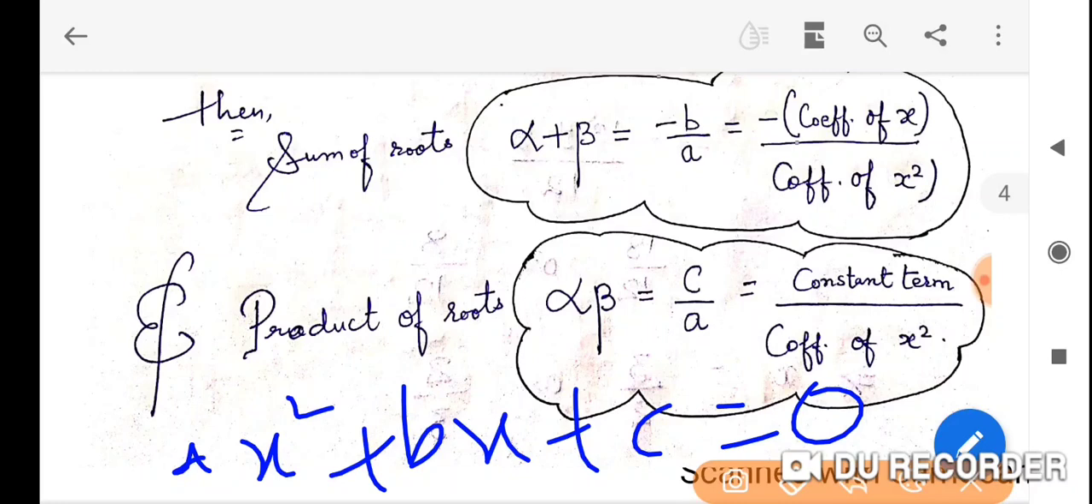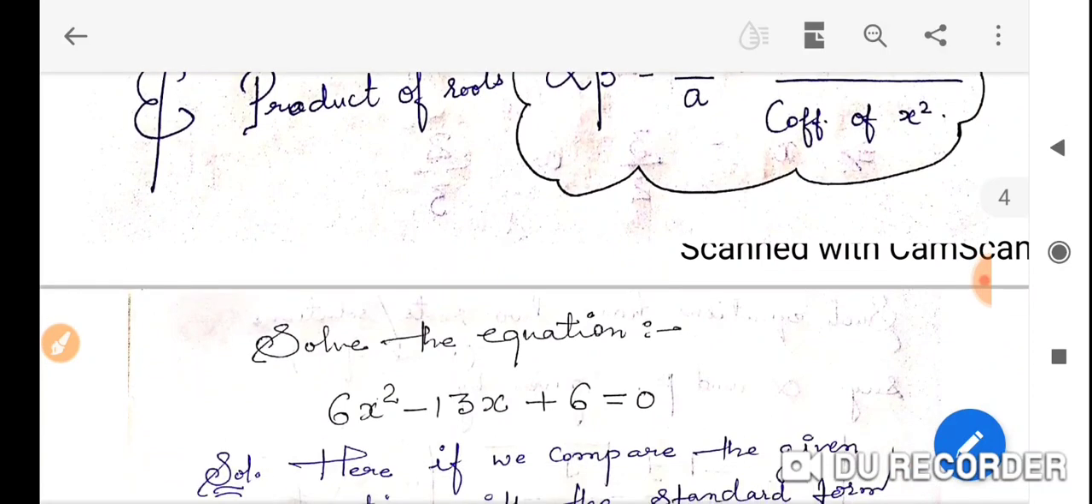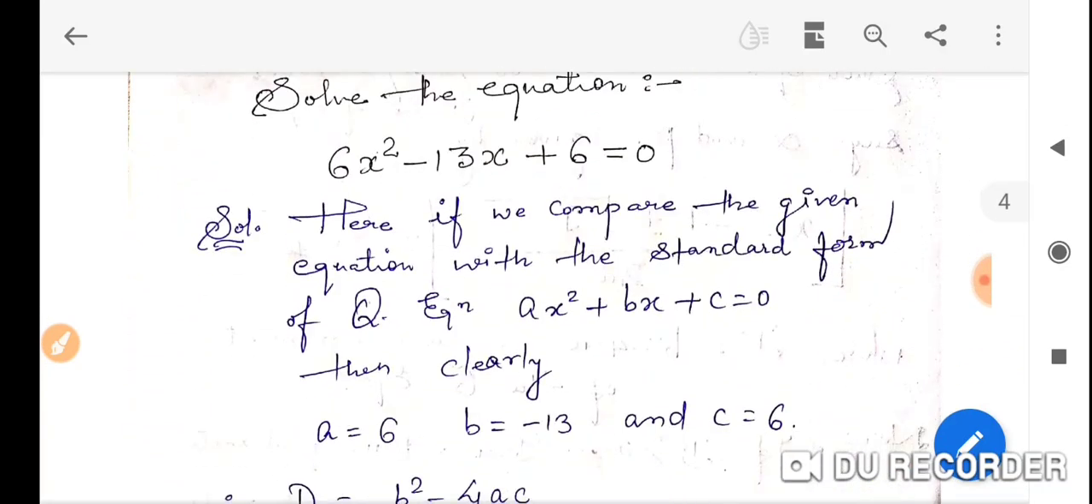This is quadratic equation, and most of you are quite familiar with this section as you have studied it in class 10th. Now let's proceed with a question of quadratic equation. You have to solve the equation 6x square minus 13x plus 6 equals to 0. We will use the quadratic formula to solve this question.